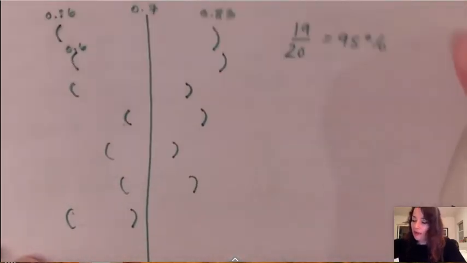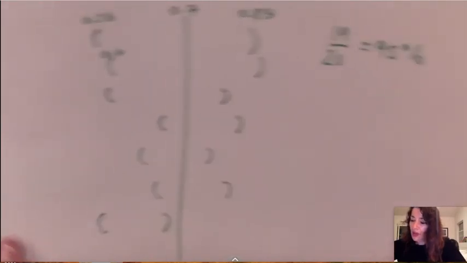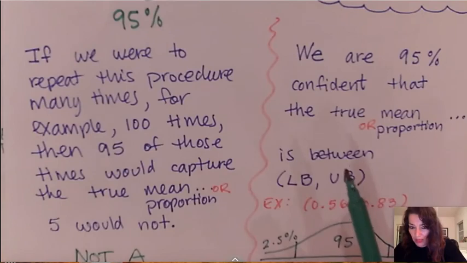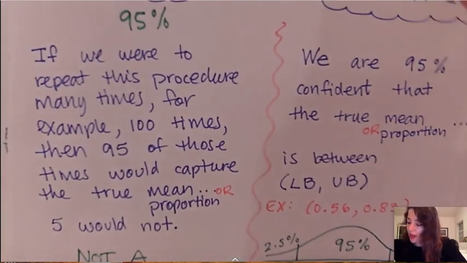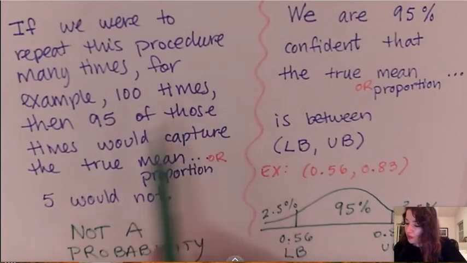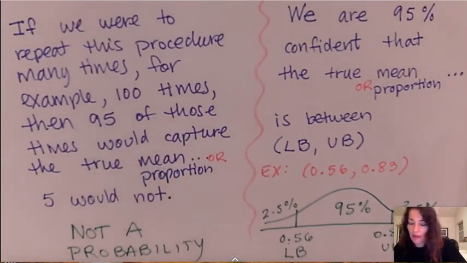So a confidence level, interpreting that, would basically mean that if you were to repeat the procedure many times, you would capture it. If it's 100 times that you do it, 95 you will capture it, and 5 times you would not. If it's 20 times you're doing it, then 19 you would capture it, and 1 time you would not.